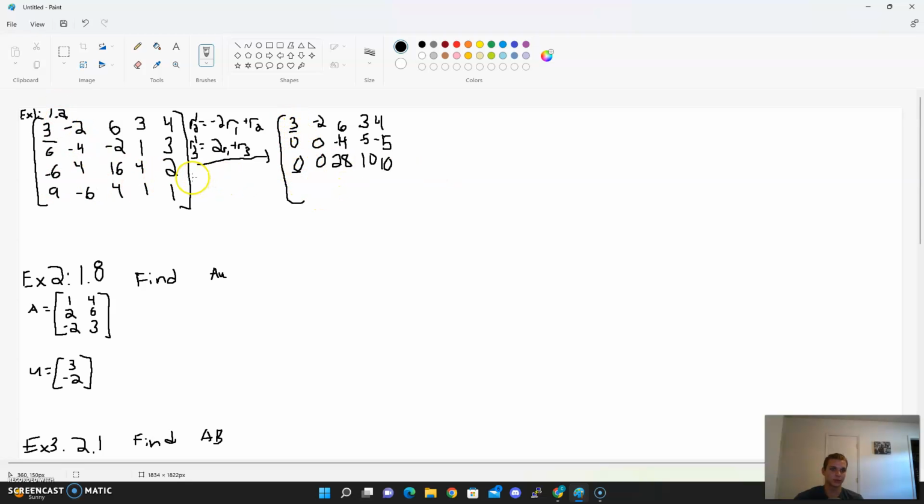So for the last row, so row 4 prime equals, so we need negative 9 to cancel out this positive 9, so we'll need to do 3 times negative 3. So negative 3 R1 plus R4, this will be 0. Minus 2 times negative 3 is positive 6. Positive 6 plus minus 6 is 0. 6 times negative 3 is minus 18. Plus 4 is 14. Sorry, minus 14.